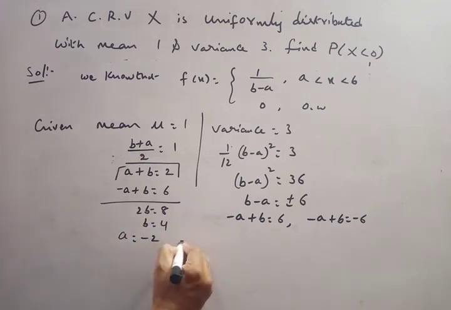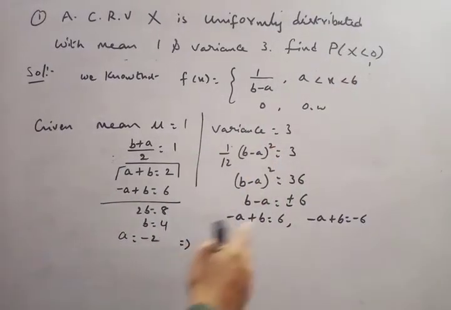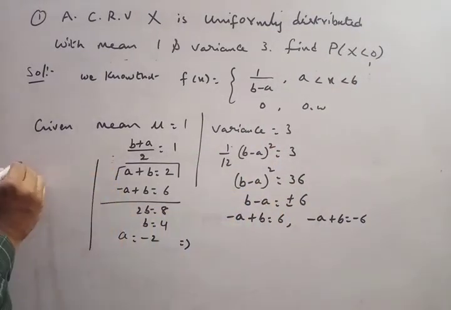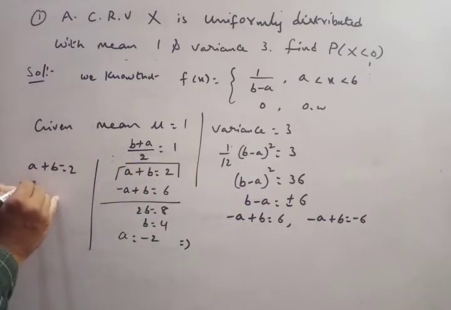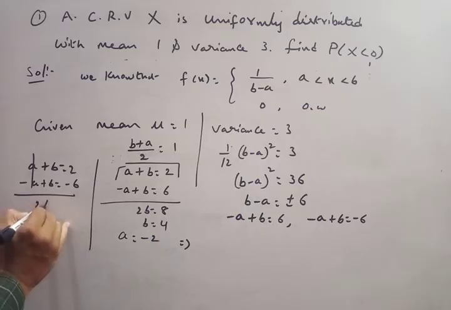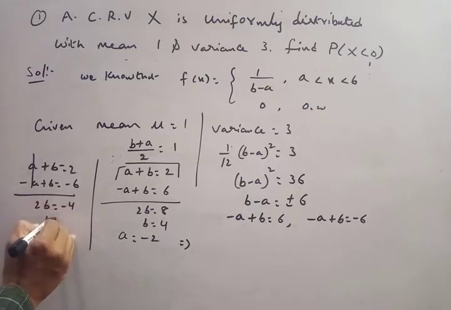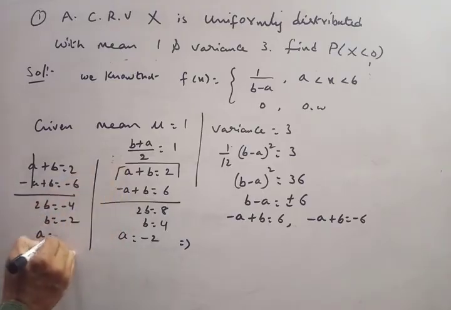So therefore, what happened here? a is less than b. Correct? So that is the condition: a is less than x, x is less than b. If I take another case, what happened here? a plus b is equal to 2. If I take the other equation, ma, minus a plus b is equal to minus 6. So these two are cancelled. 2b is equal to minus 4. b is equal to minus 2. If I substitute b as minus 2, I get a is equal to 4.